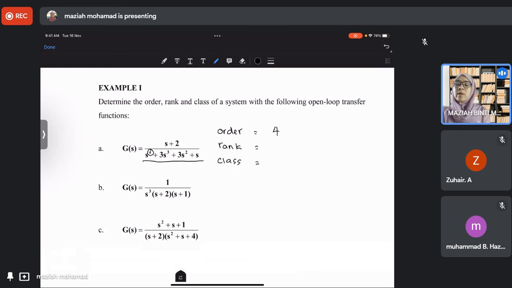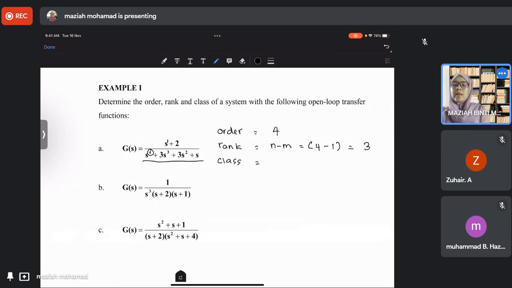Okay, rank is n minus m, where n is 4, and m is the power of 1 here. M is 1, so it is rank 3.